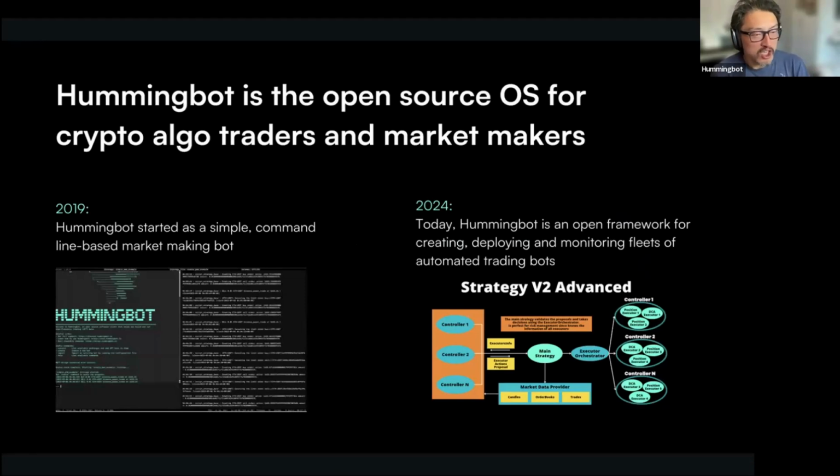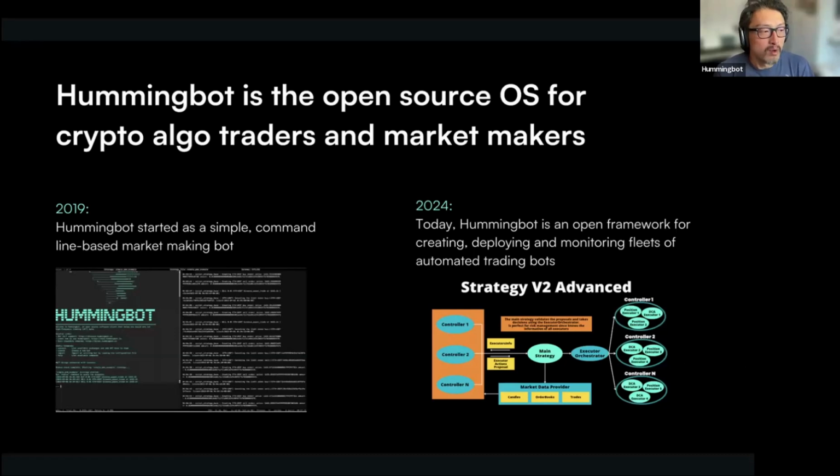But initially it was just a very simple market making bot that people could use. But over the past 5 years, it's gotten adoption, especially among market makers and individual liquidity miners who are using the software to earn rewards and to run market making strategies for themselves. And so today it's more powerful. It's capable of basically automating any type of trading strategy and helping users deploy multiple bots across many different exchanges.